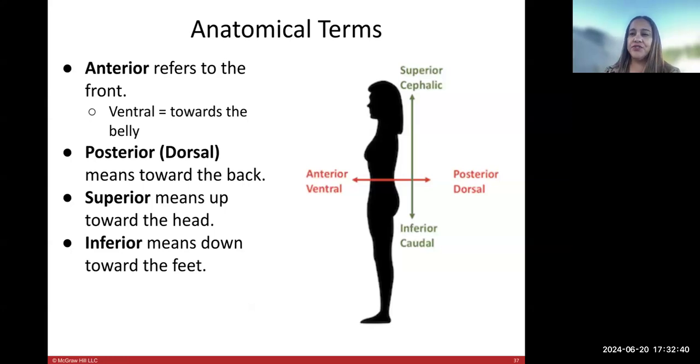So anterior refers to the front. We can also use the word ventral, but that gets confusing. If you're talking about a human, it also refers to the front. But if you're talking about a four-legged animal, it refers to towards the belly. And a four-legged animal, their belly is actually toward the ground. So anterior is strictly the front. Ventral is toward the belly, which on humans is the same direction. Posterior or dorsal, same, toward the back. Superior means up toward the head. Inferior means down toward the feet.